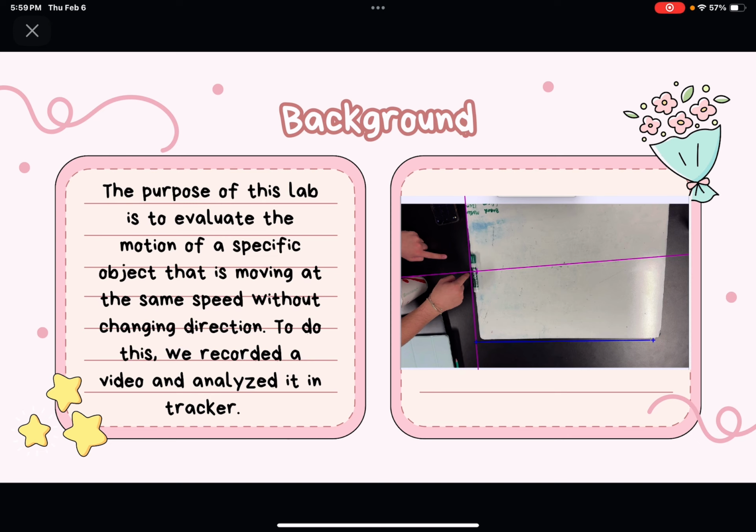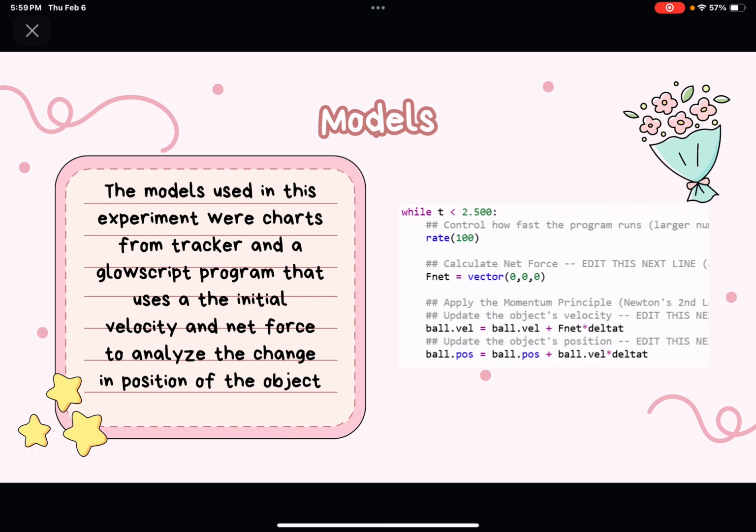Here's my introduction. The purpose of this lab is to evaluate the motion of a specific object that is moving at the same speed without changing direction. To do this, we recorded a video and analyzed it in the Tracker application. The models that were used in this experiment were charts from Tracker and a GlowScript program that uses the initial velocity and net force to analyze the changed position of the object.